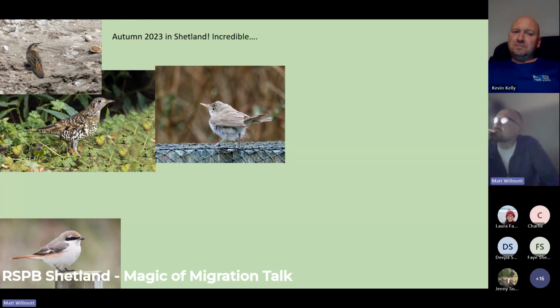The white thrush was on Bressay. The middle one is the Western Olivaceous warbler. That was the first ever for Britain. That was on Whalsay. And then the red-tailed shrike in the bottom left was on Fair Isle. Now, these species are sort of eastern or southern in origin.